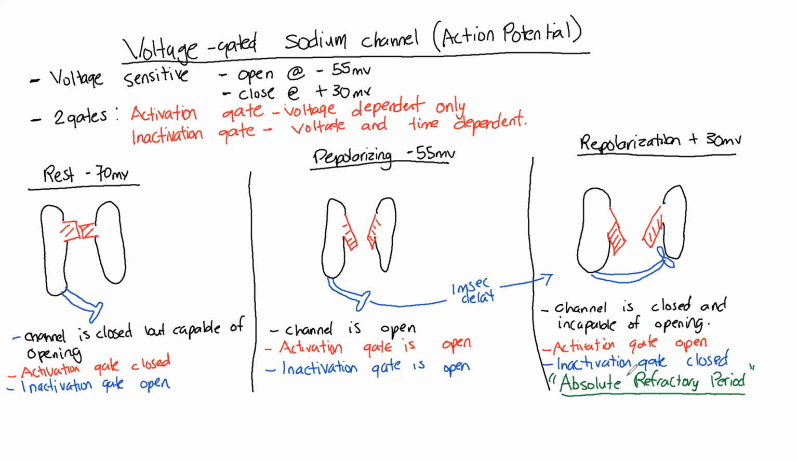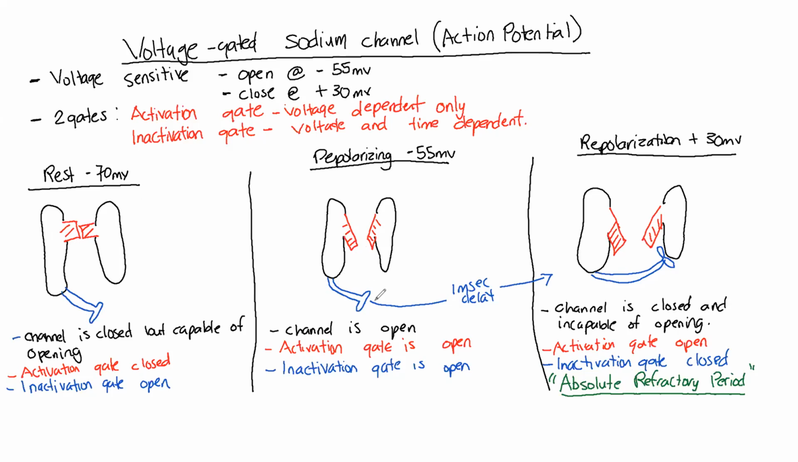All right, so let me just go over this once again. We've got 3 states of our channel. We start off at rest with the activation gate closed, but the inactivation gate is open, and that's the most important condition for being capable of opening. Let's say it opens up, we get to -55, and the activation gate now opens.